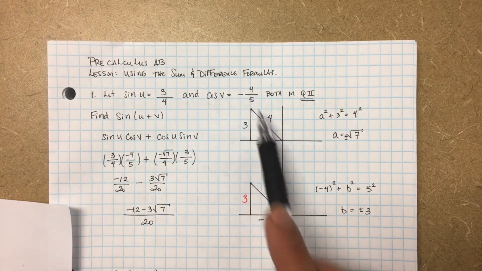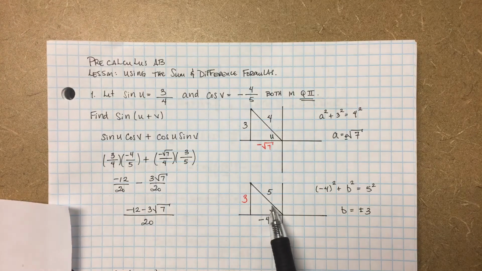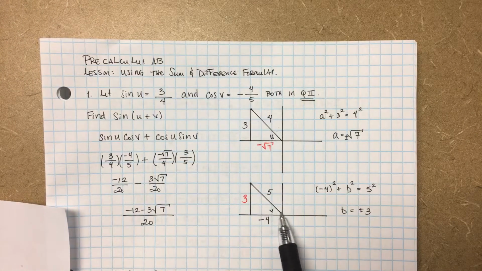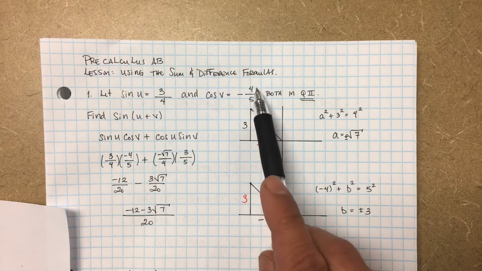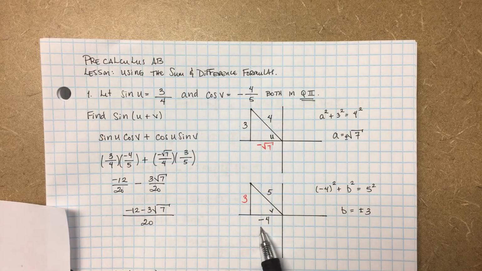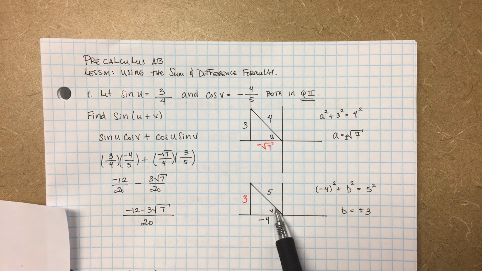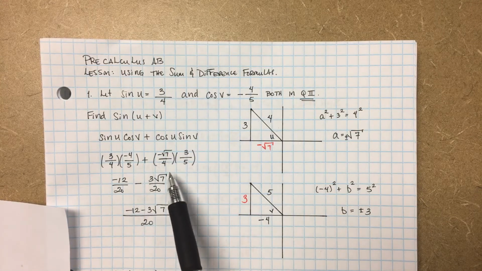So I drew my triangle, also in the second quadrant. Cosine of v is adjacent over hypotenuse. So adjacent is -4 and hypotenuse is 5. Notice it's -4 because it's going to the left. I do my Pythagorean theorem again and end up with plus or minus 3. Because it's going up in the second quadrant, it's positive 3. So now that I have both triangles, I can continue to finish the problem.